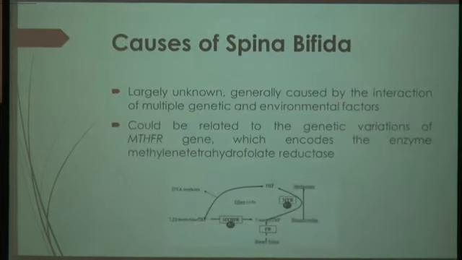The causes of spina bifida are still unknown. Generally, they are caused by an interaction between multiple genetic and environmental factors. But some studies have found that the MTHFR gene may be related to spina bifida pathogenesis. This gene encodes an enzyme, a reductase, which participates in the folate cycle, or folic acid utilization by the body. That's the only factor people know about the cause of spina bifida.